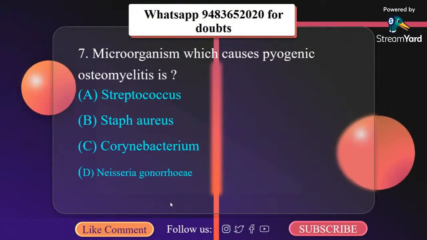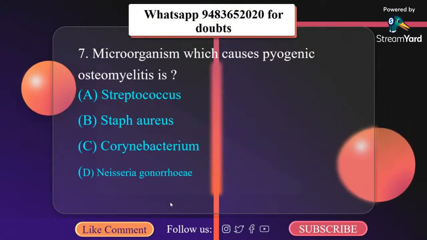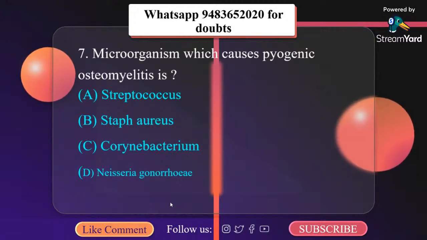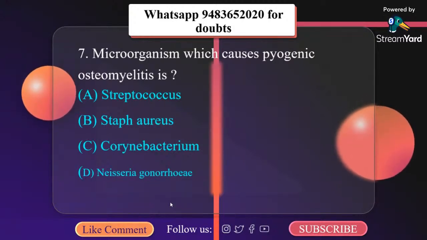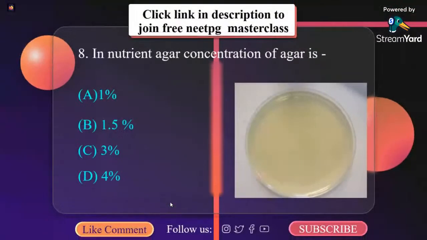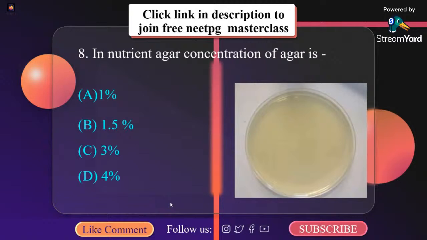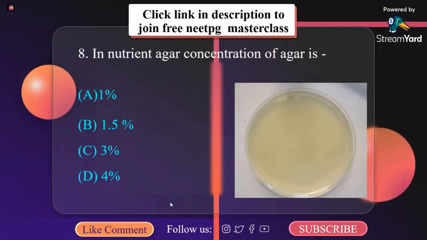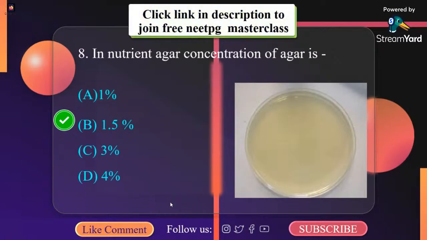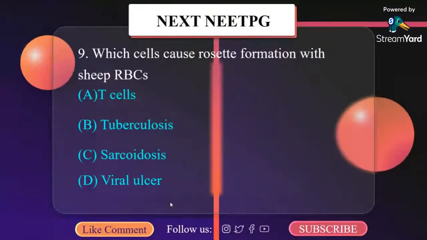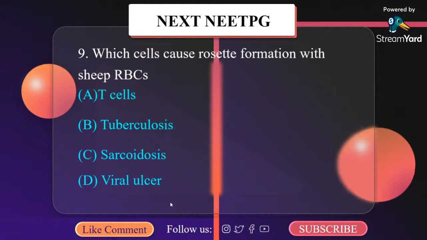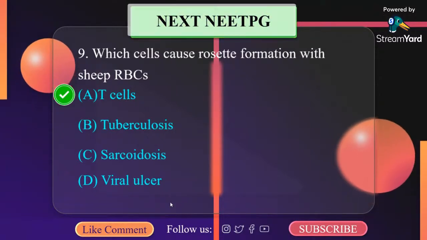Microorganism which causes pyogenic osteomyelitis is A. Streptococcus, B. Staph aureus, C. Corynebacterium, D. Neisseria gonorrhoeae. Pyogenic osteomyelitis is caused by Staph aureus. In nutrient agar, concentration of agar is A. 1%, B. 1.5%, C. 3%, D. 4%. It is 1.5%. Which cells cause rosette formation with sheep RBCs? They are the T cells which cause the rosette formation with sheep RBCs.